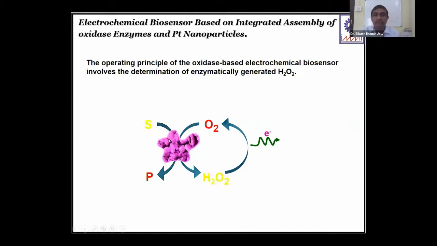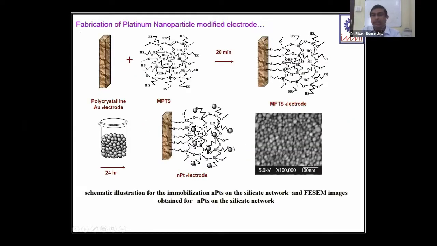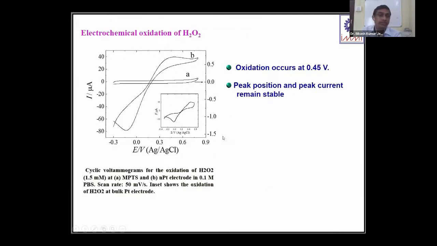This is the oxidase enzyme. When you add this analyte, what happens in the presence of oxygen? It generates hydrogen peroxide. That hydrogen peroxide is oxidized on the electrode surface and provides the electron. For that purpose, we checked that platinum nanoparticle shows better behavior towards hydrogen peroxide. We also immobilized this platinum nanoparticle on the electrode surface. After immobilization, we observed that the nanoparticle is successfully immobilized on the electrode surface. Then what we did?